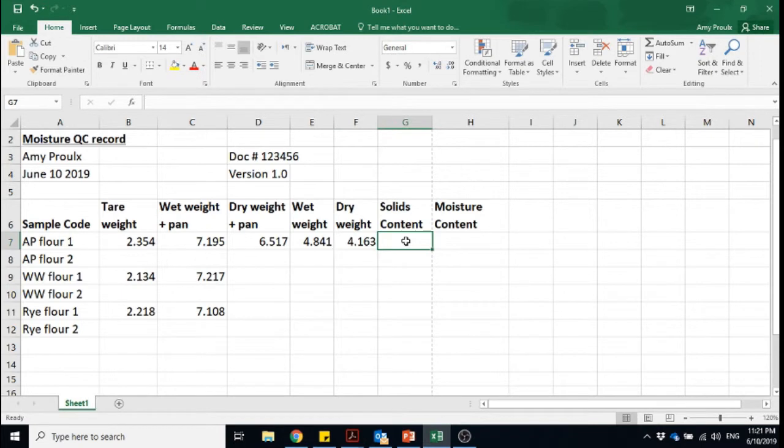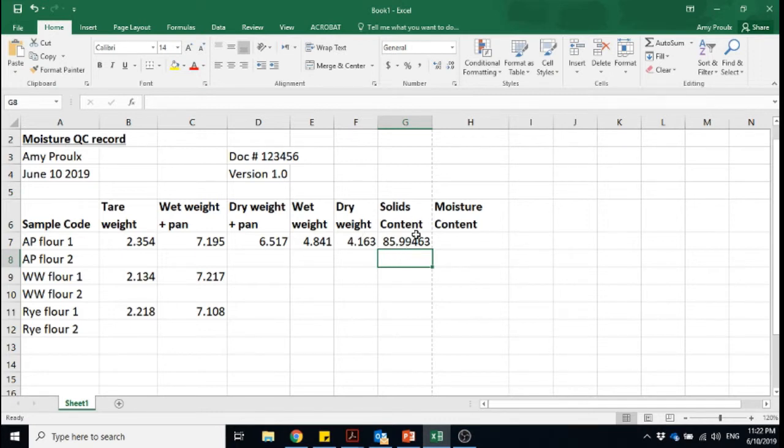Now, if I want to figure out my solids content, if I were to just take the dry weight over the wet weight, what I'm going to end up with is a percentage. If I multiply that by 100 to get a percent, we note that the solids content is 85.99%. And so in essence, what do we have going on here?